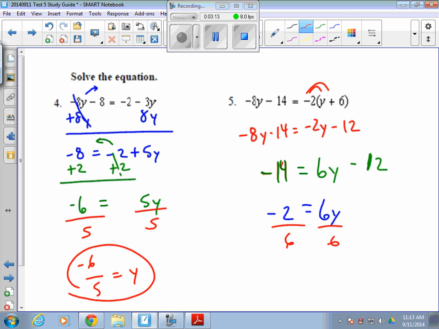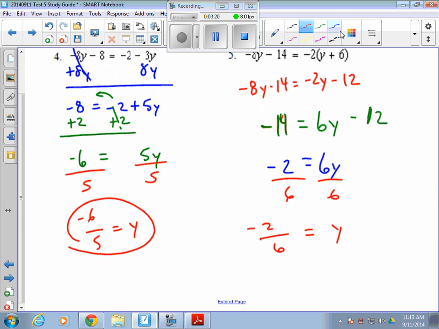So you have y equals negative 2 over 6, which will simplify since the number 2 goes into both. It goes into 2 one time and into 6 3 times. So y equals negative 1/3.